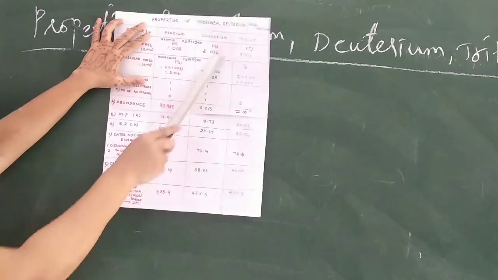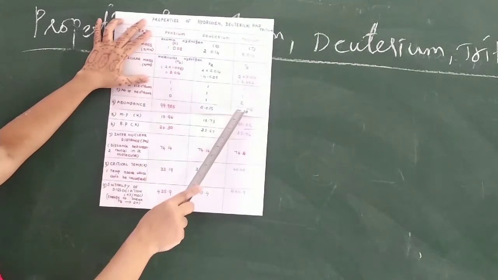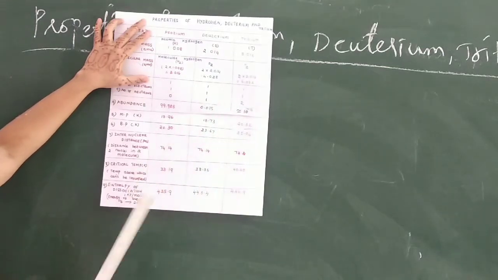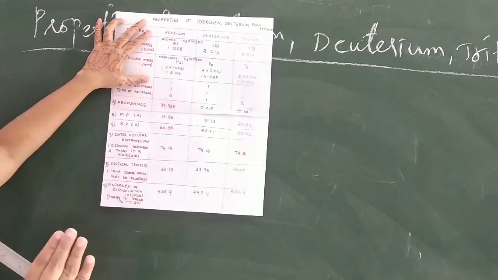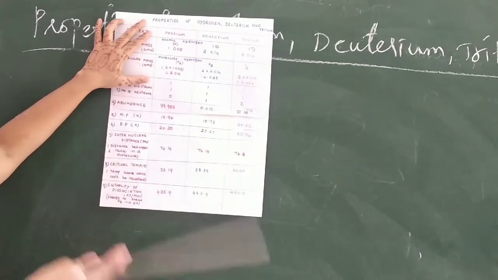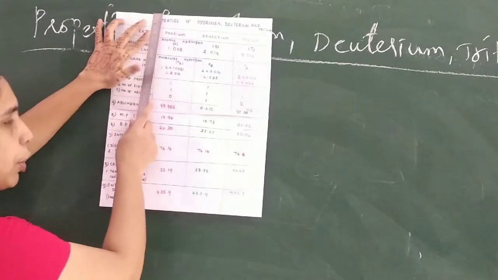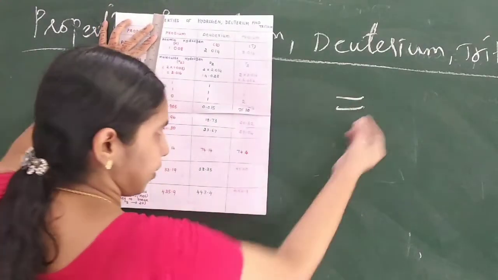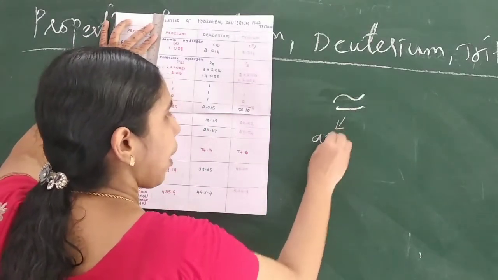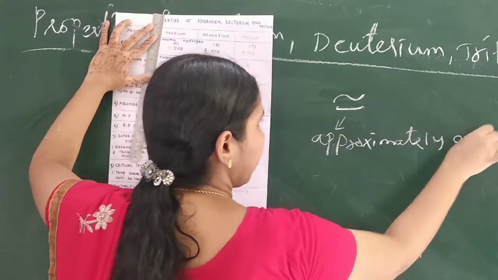99.985 percentage. Deuterium 0.015. Tritium. What's this symbol? Approximately equal to, not exactly equal to. The abundance is approximately 10 power minus 16; it will be 10 power minus 15 or 10 power minus 16. So you should not write it like equal to. This symbol is approximately equal to. Okay, students?